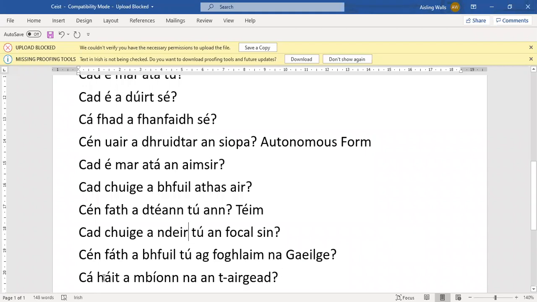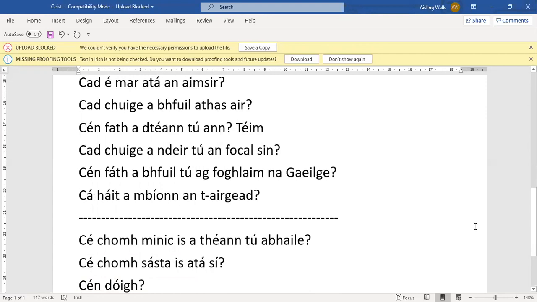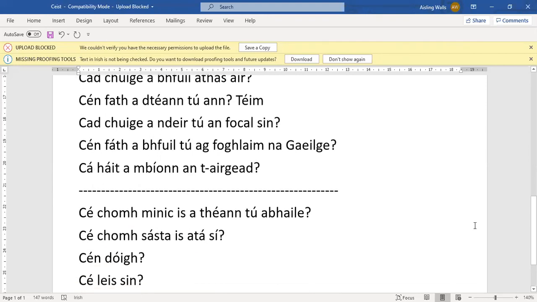Okay. Then we go to 'cá háit'. There's something wrong here. Where's the money? No. That shouldn't be there. Can you bring it up a bit? Sorry. Cá háit an t-airgead? Is that where's the money? No. Where does the money be?